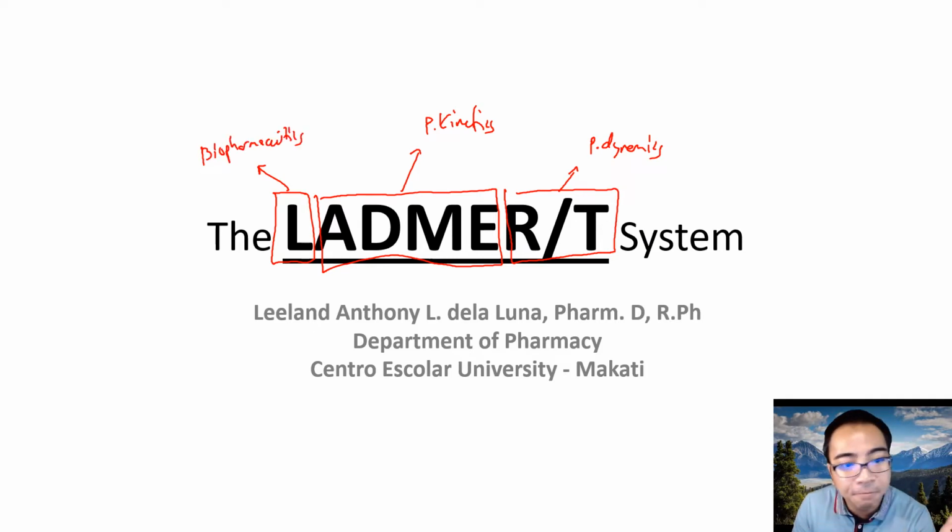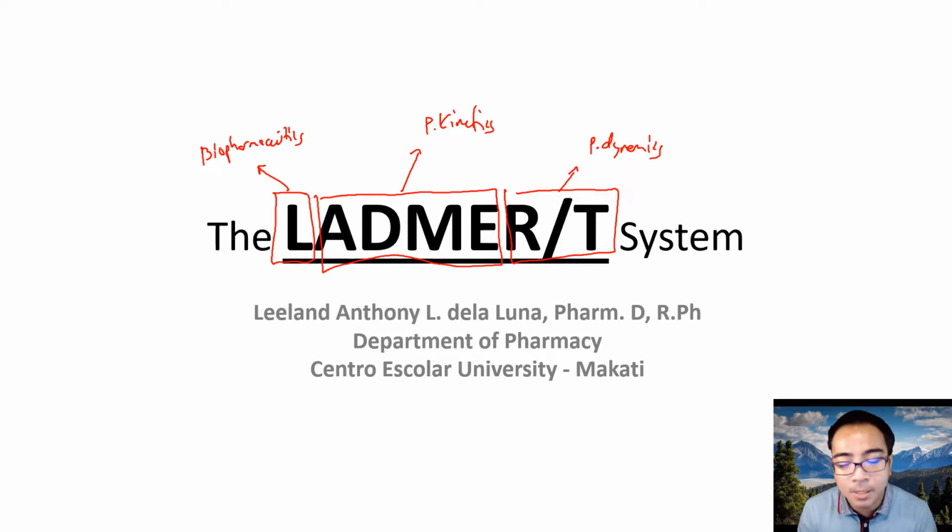Because, class, as defined, liberation is simply the event where a drug is released from its dosage form. So it will convert itself into its active form and then allow itself to enter the bloodstream and then ultimately go to the target sites.